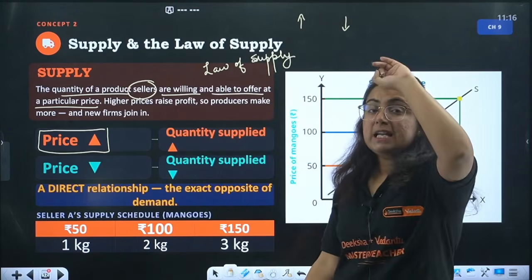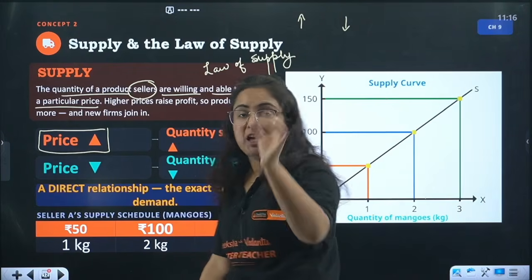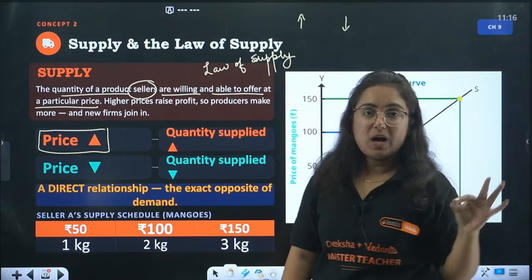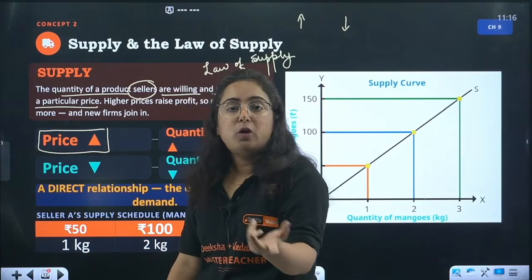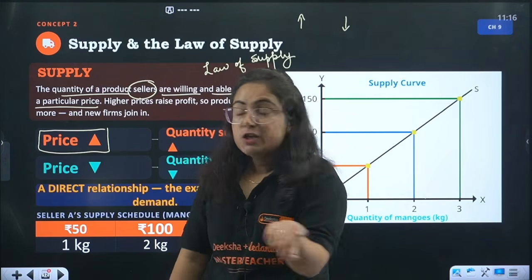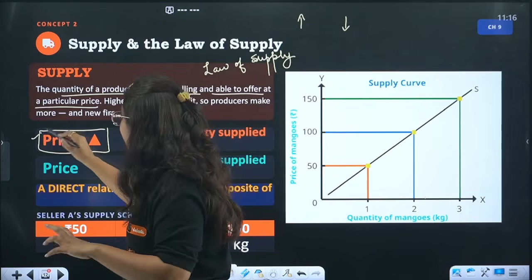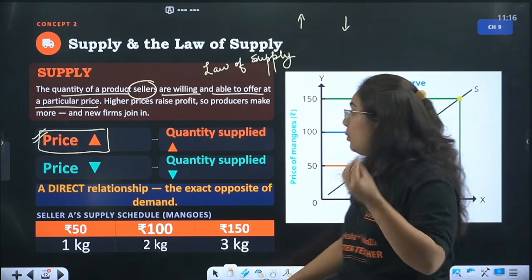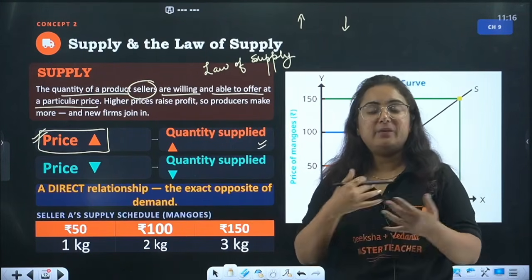Pay attention. Keep in mind while reading this concept that you are a supplier. You are a supplier and your motive will be what? To earn more and more profit, for obvious reasons. So when you are a supplier, the price of the product increases. What happens? The quantity supplied will also increase.